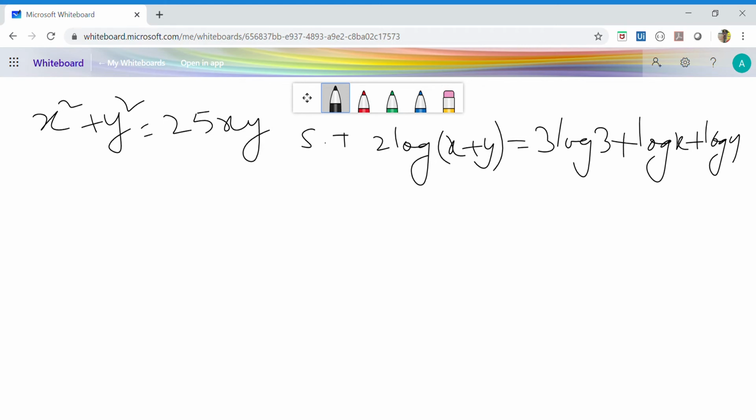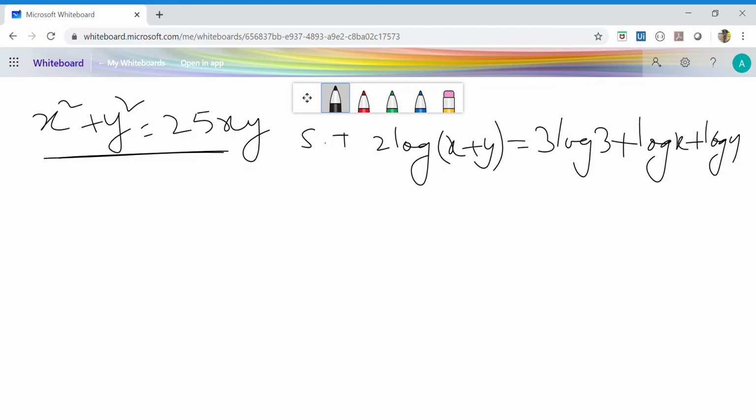So you have to prove that 2 log (x plus y) is equal to 3 log 3 plus log x plus log y, if the given condition is x square plus y square is equal to 25xy. Then you have to prove this one. So just observe the RTP. What is RTP? 2 log (x plus y).